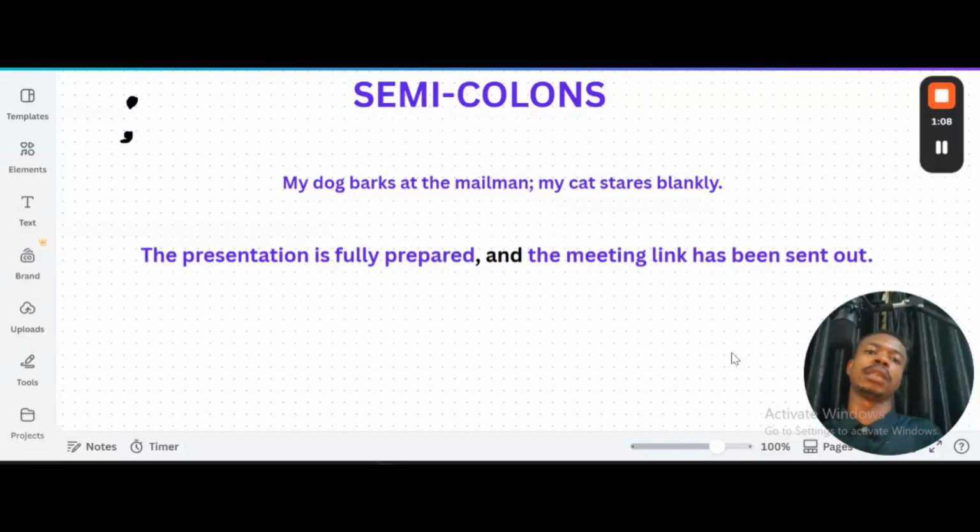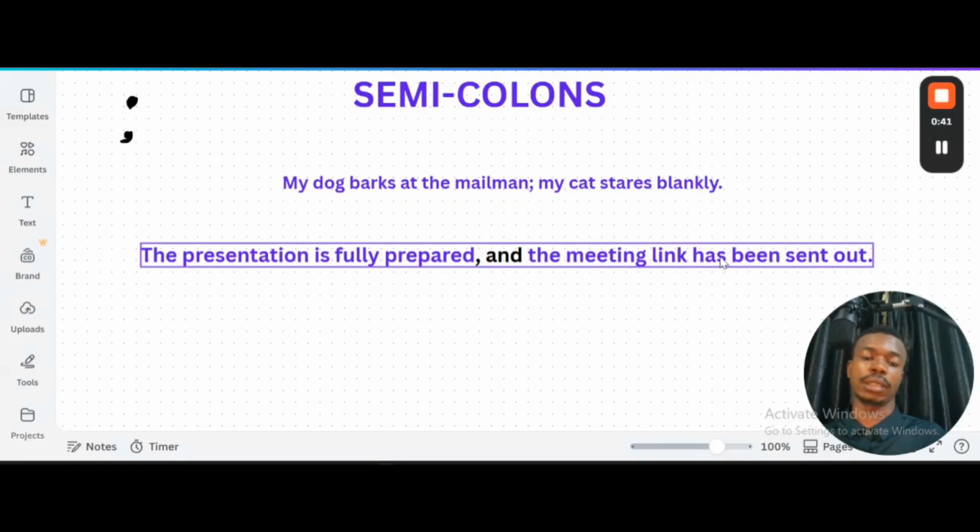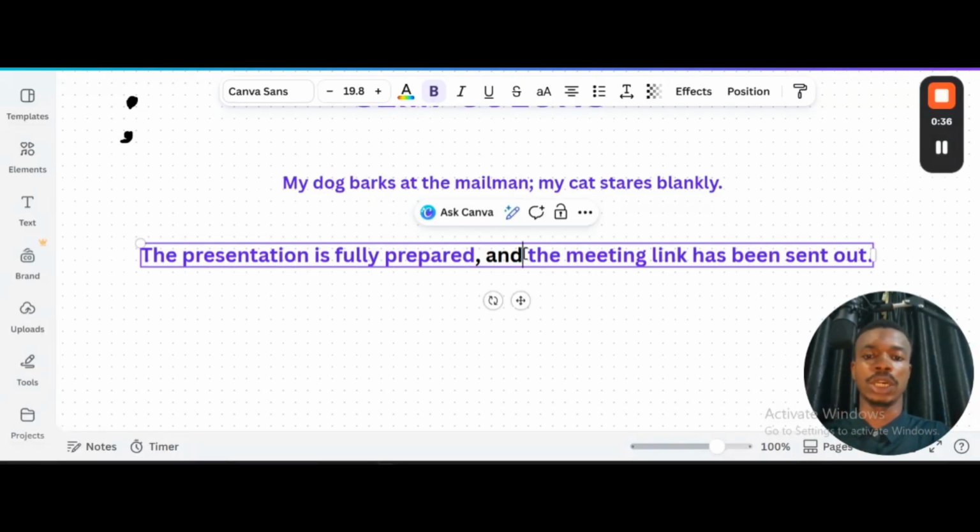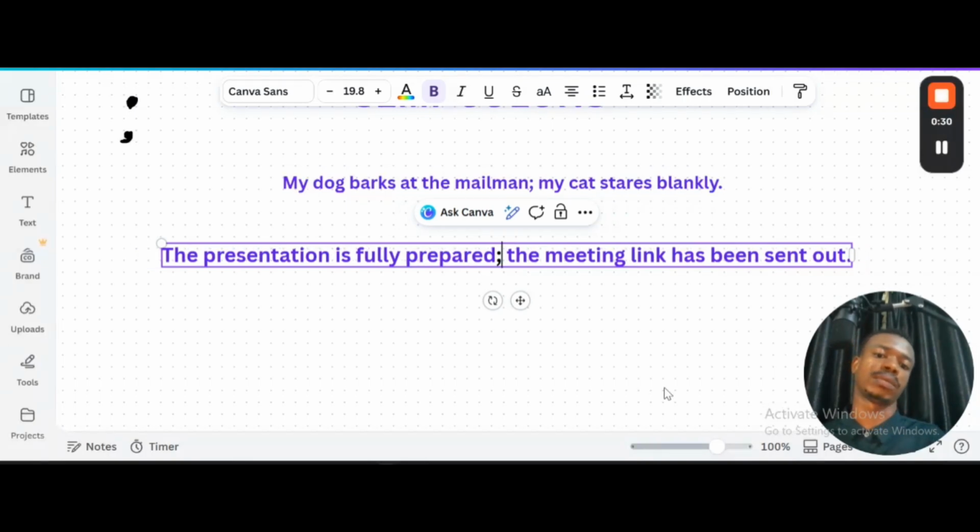One trick to learn how to use it effectively is that when you have a sentence with a comma and a coordinating conjunction such as and, but, or, for, so, and so on, like this: the presentation is fully prepared, and the meeting link has been sent out. As long as each of these parts can stand on their own, the presentation is fully prepared is a complete sense. The meeting link has been sent out is another complete sense. As long as there are two complete senses in the sentence, you can just take away the comma and replace it with a semicolon, right?